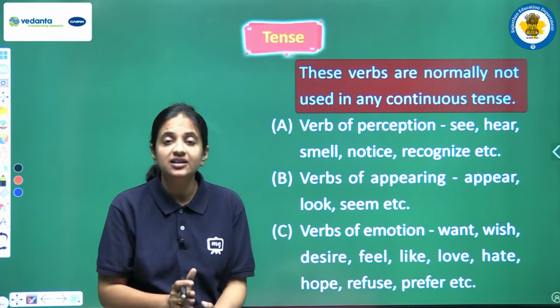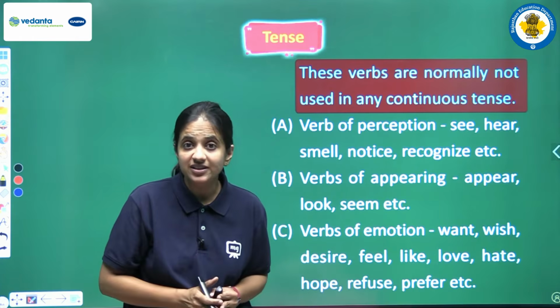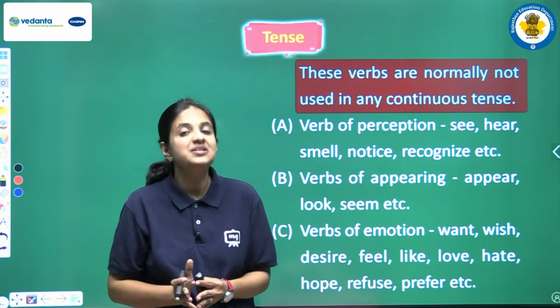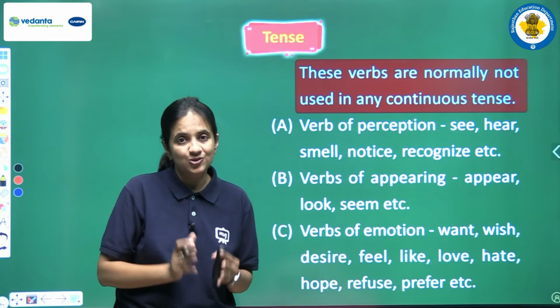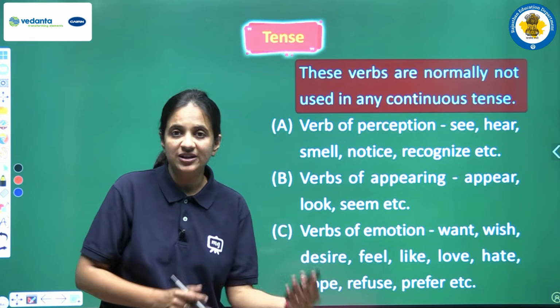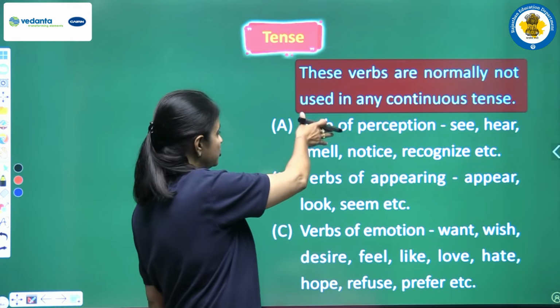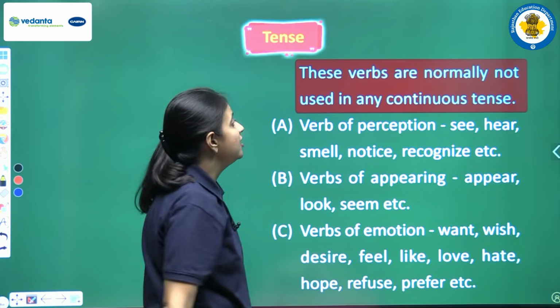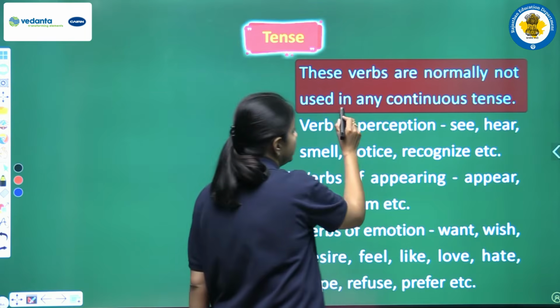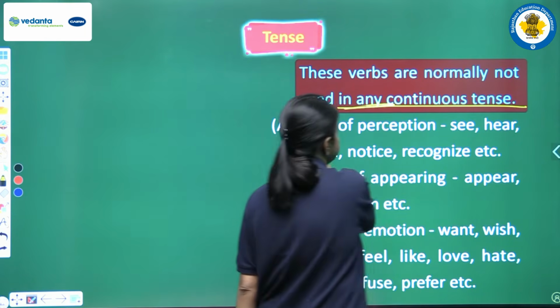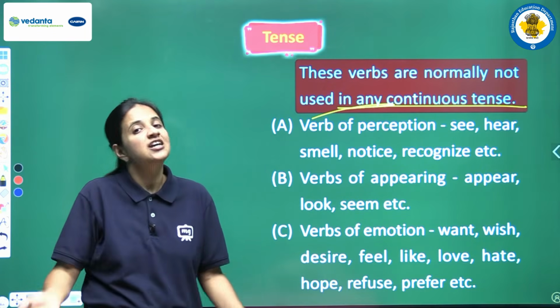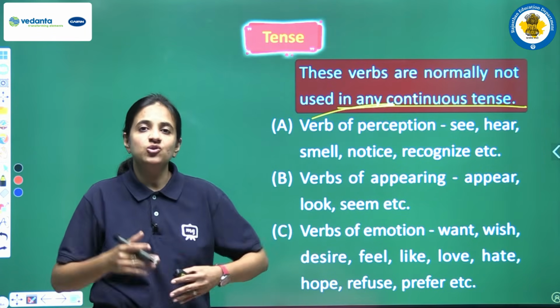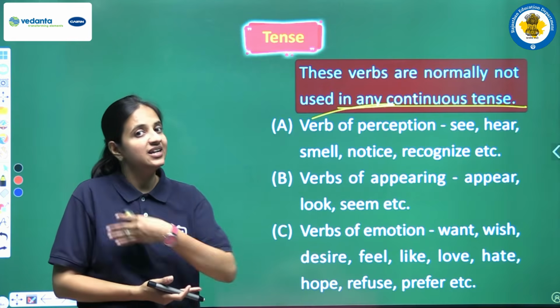But you have to learn this thing, you have to be aware that there are certain verbs, certain action words that are never used in any kind of continuous tense. So we are having this rule that there are some verbs that are normally not used in any continuous tense. Any continuous tense means present continuous tense, past continuous tense and future continuous tense. Meaning some verbs are ones that we generally do not write in continuous form.